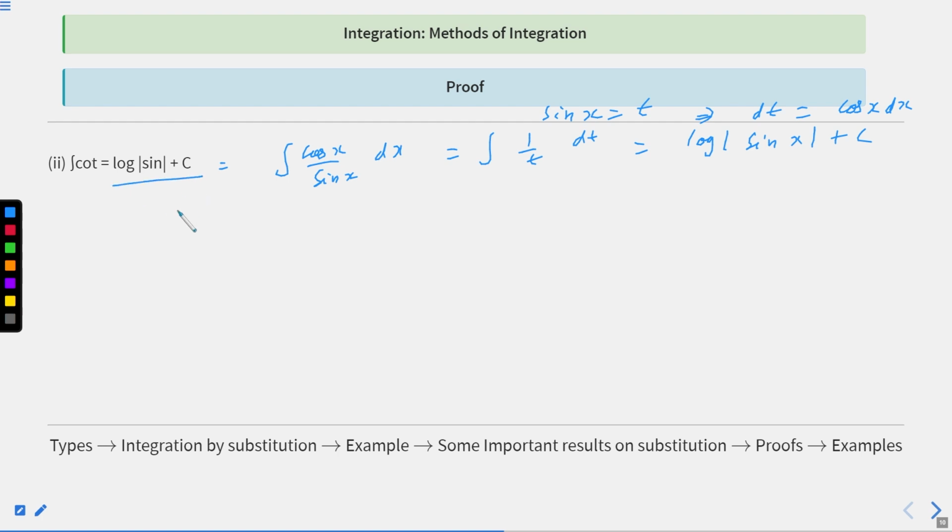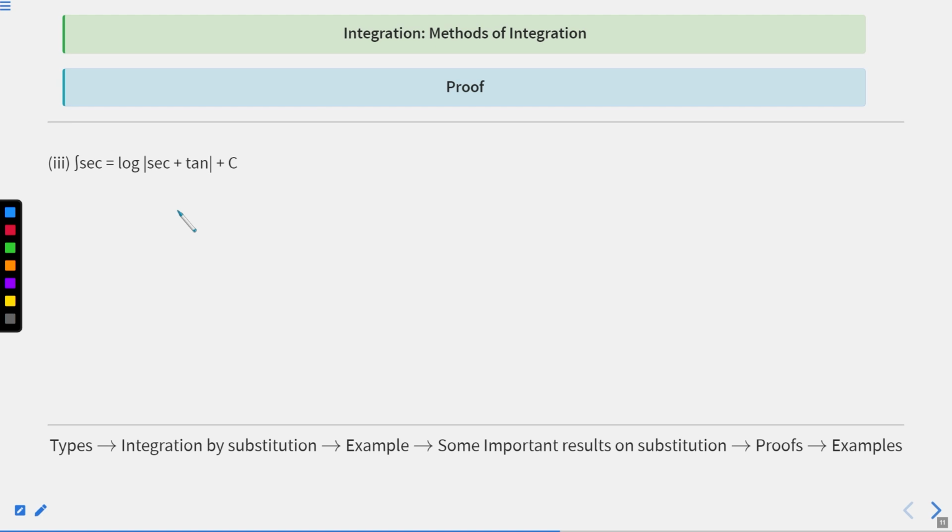This is what is already written over here. Okay, let us move next. Now sec x. Simple.